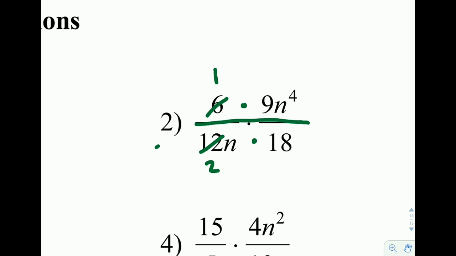I see that I have a 9 and an 18. I can reduce that to 1 and to 2, dividing them both by 9. Now the fact that I chose to go straight up and down instead of diagonal doesn't really matter. As long as you're working from top to bottom in these fractions, it's okay. It would not be okay for me to take those 2's and cancel them out because they're both in the denominator, so I have to leave those.